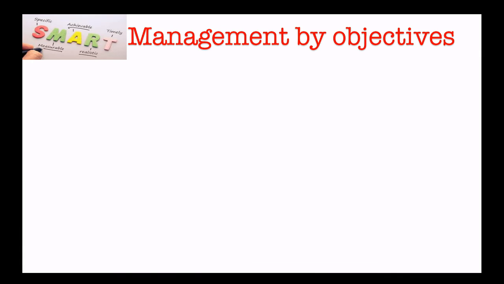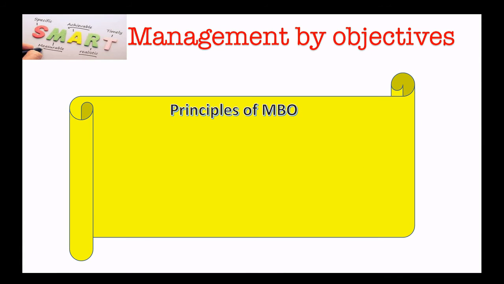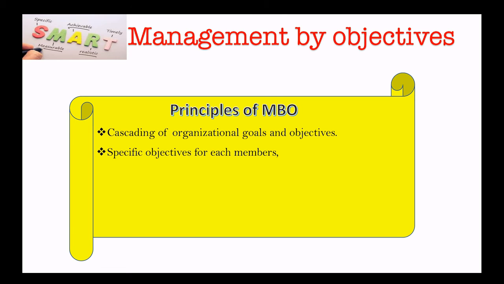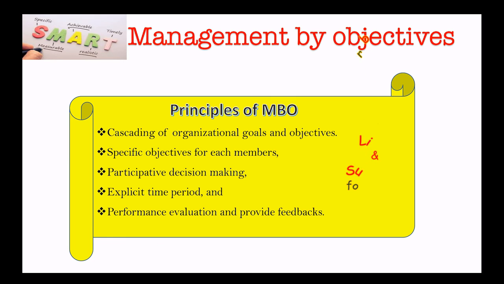Here come the principles of MBO objectives. What are they? Cascading of organization goals and objectives. Specific objectives for each member. Every member is important. Participative decision making. Organization communication should not be from top to bottom, but it should be two-way communication. Then an explicit time period, and performance evaluation and providing feedback. Performance evaluation is done based on the employee's objectives and his performance toward those objectives.